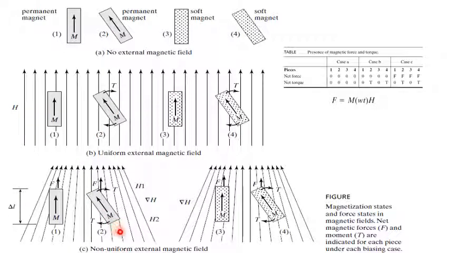In the third case, when a non-uniform magnetic field is present, again the soft magnets get polarized and the internal magnetization is parallel to the external field lines for pieces 1 and 3. Pieces 1 and 3 will experience a net force, whereas for pieces 2 and 4, the internal magnetization is at an angle to the external field lines. So these pieces 2 and 4 will experience both a net force as well as a torque.